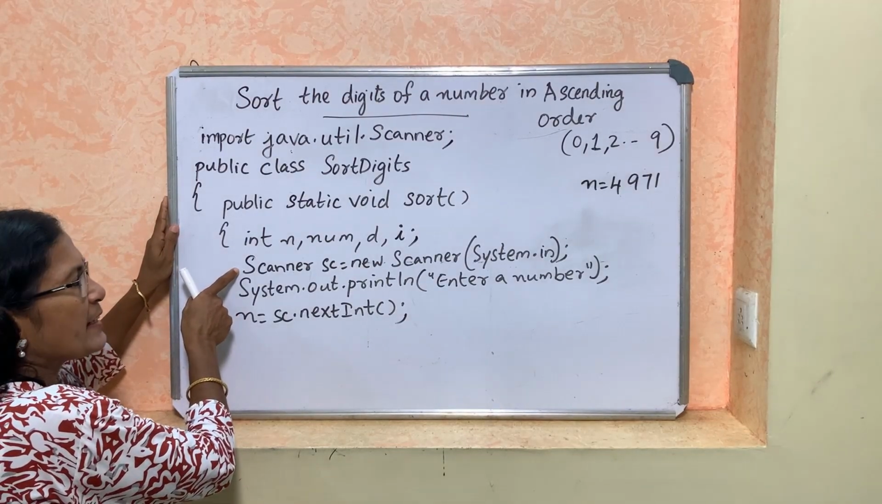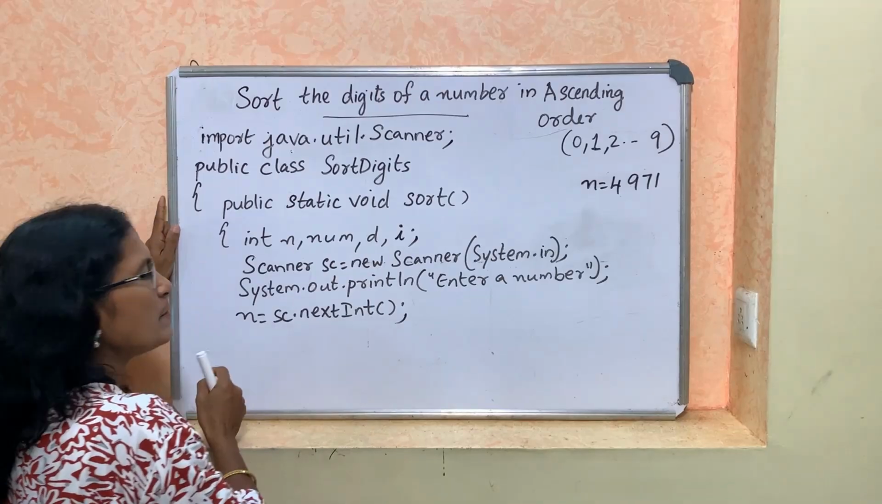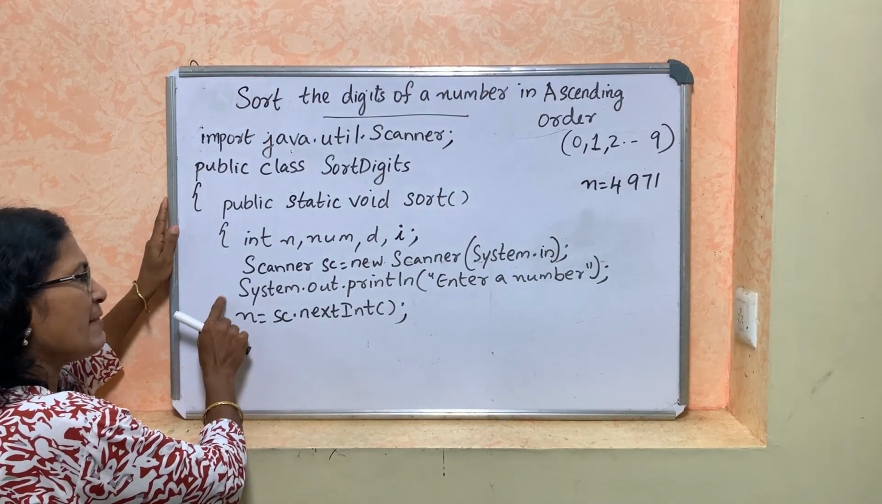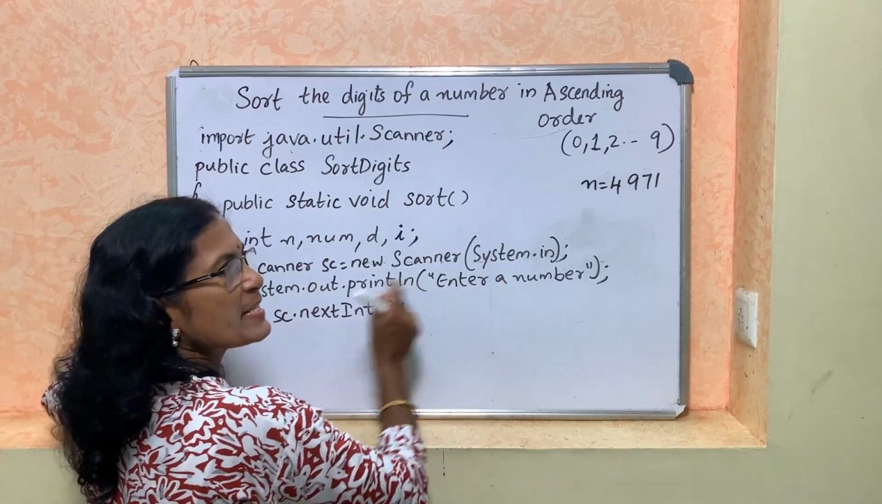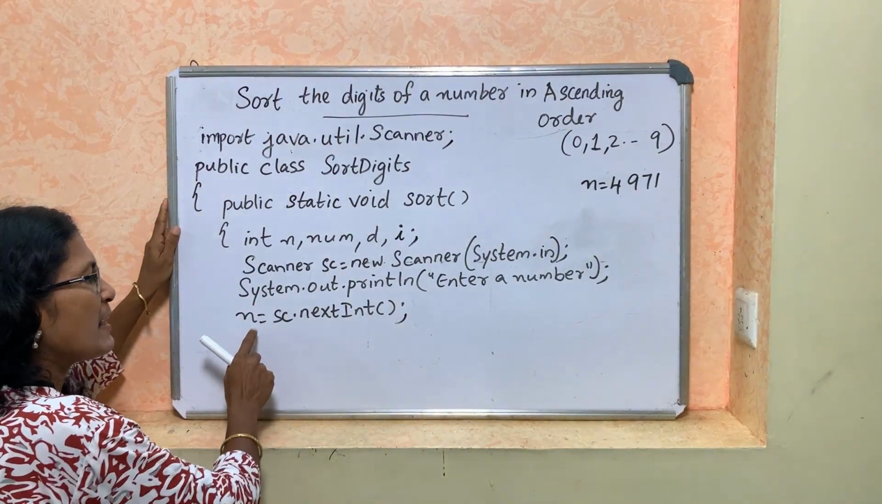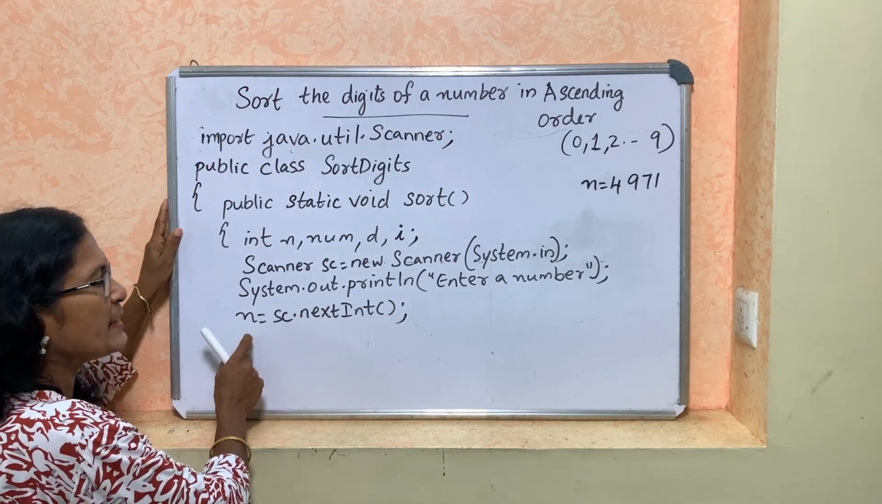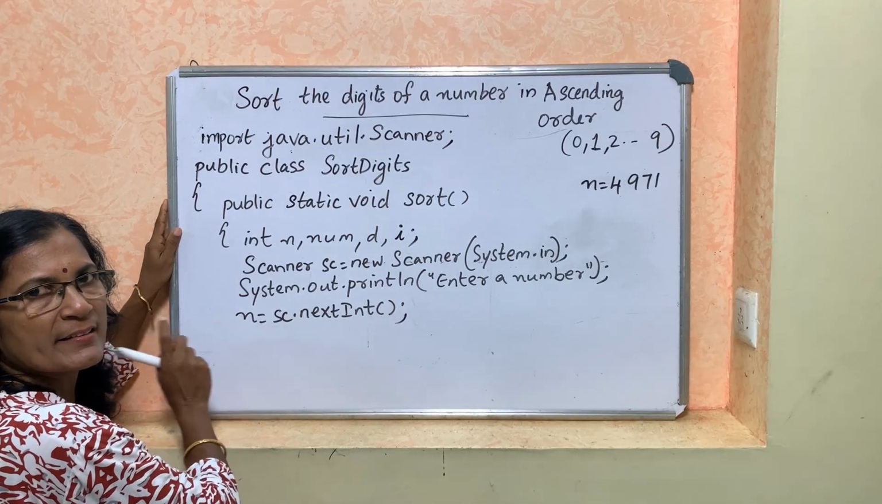Next line, a Scanner class object is declared in the program. Display a message to the user to enter the data interactively. System.out.println, enter a number. The Scanner class object's next method is used to accept the user input and it gets stored in the variable n.